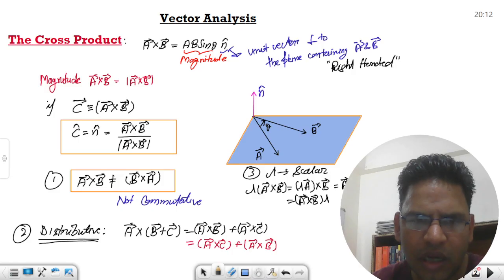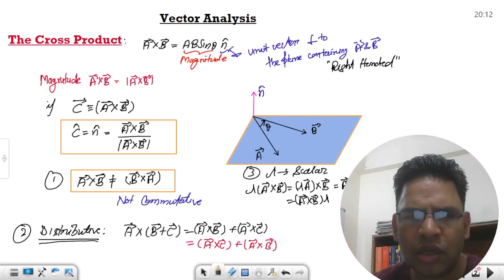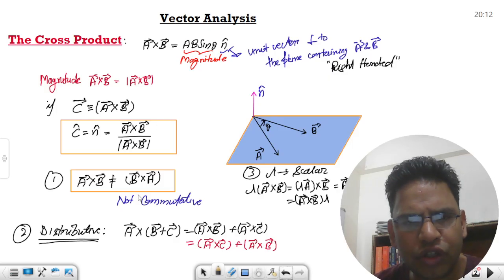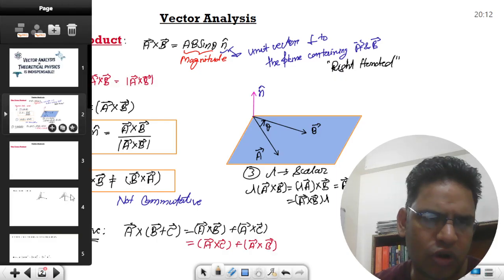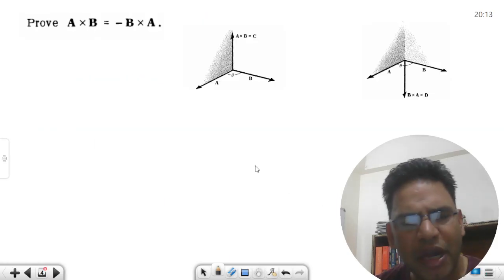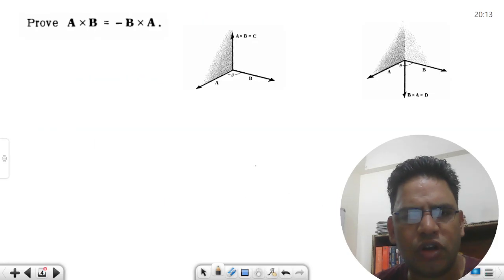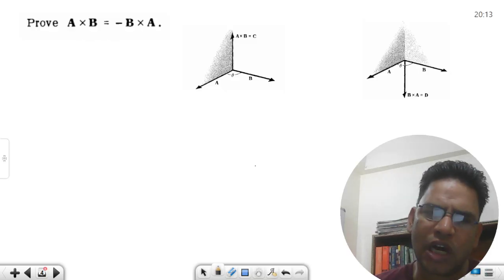Okay, all right. Now what we are going to do, we are going to talk about some questions that are going to throw more light on the concepts. Now what do you have to prove? A cross B equals minus B cross A. How are you going to do that? This is the first question on cross product.